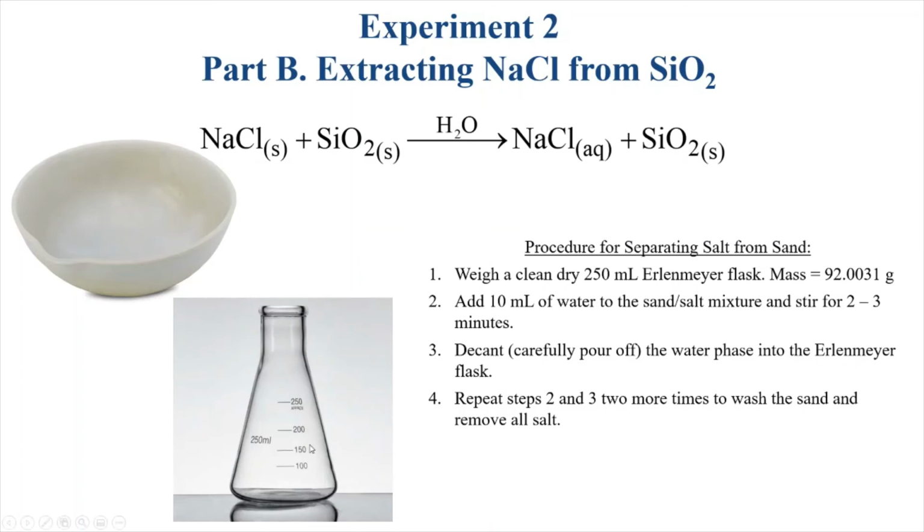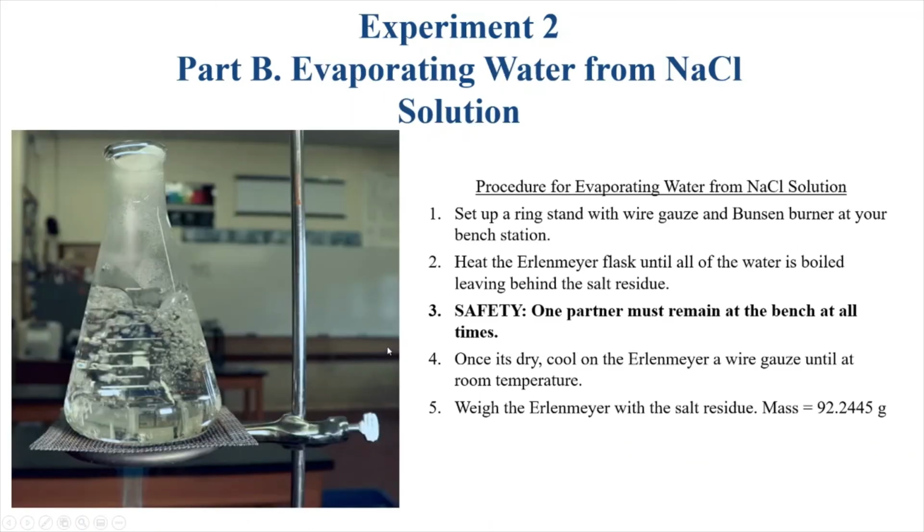So in the end, we're going to have 30 mL of water in here that contains all of our salt, and what we're going to be left with is just some wet sand in here. So you can see that we'll have wet sand in our evaporating dish, and we'll have our aqueous NaCl phase in the Erlenmeyer flask. So now the next thing we have to do is remove the water from both of these. So you're going to set up your ring stand.